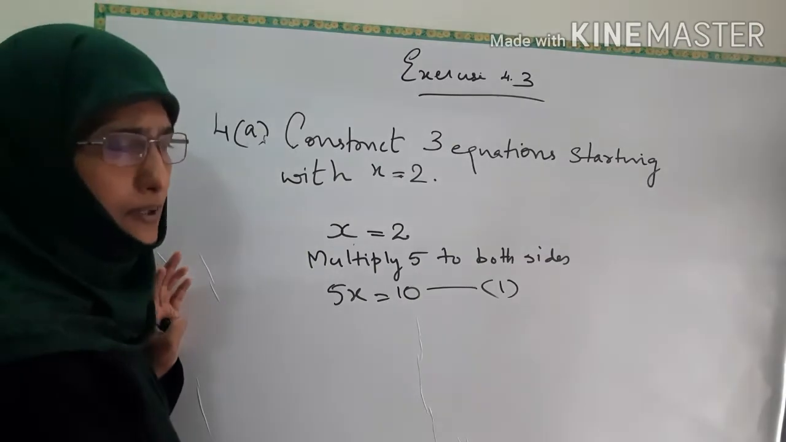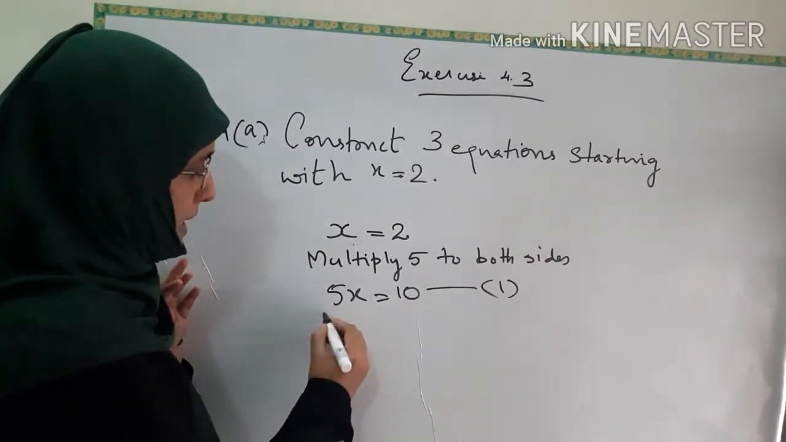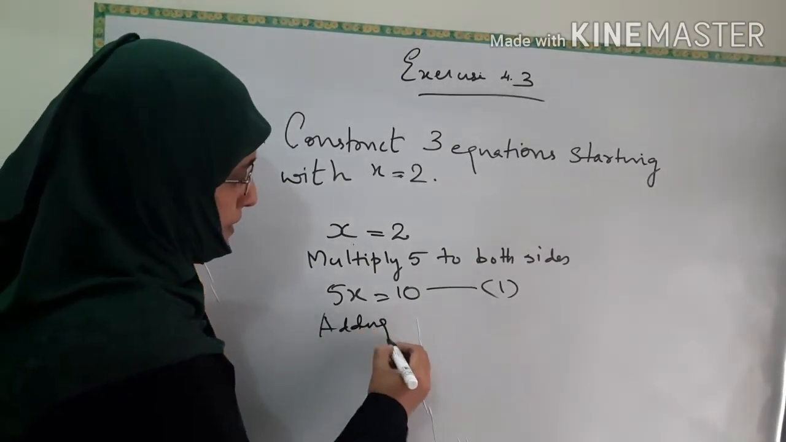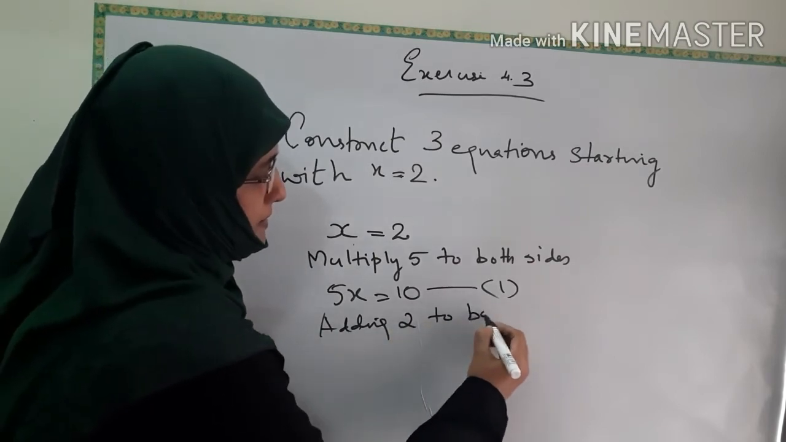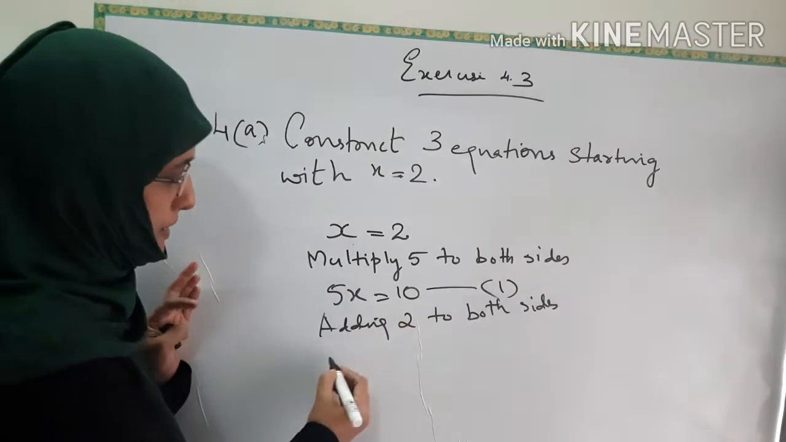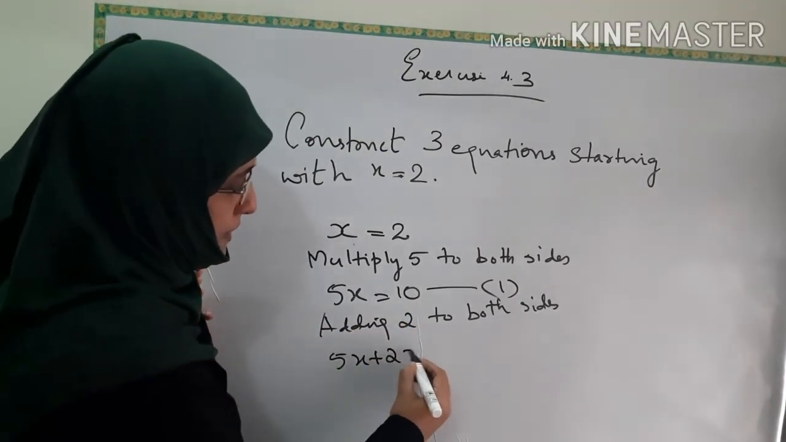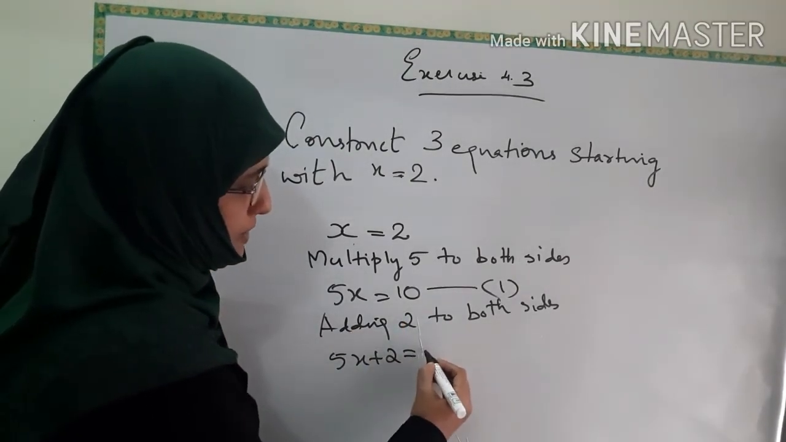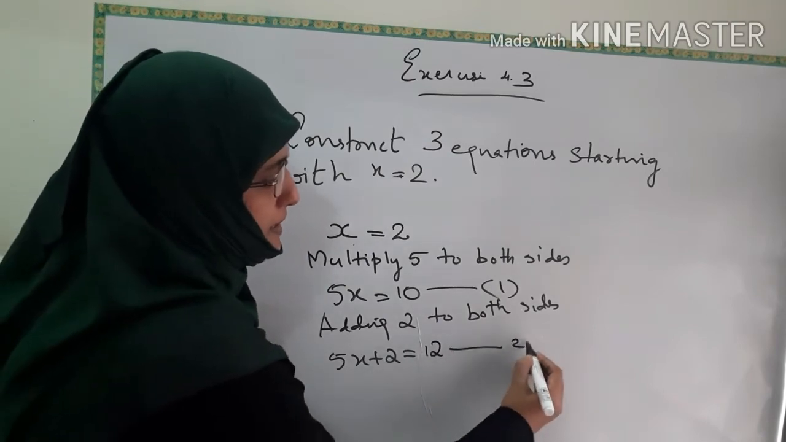The next step, you can do anything there. Next step, see, I am adding 2 to both sides. Then if you add 2 to both sides, you get another equation. See here, it becomes 5x plus 2 equal to 10 plus 2. 10 plus 2 will become 12. You got the second equation there.